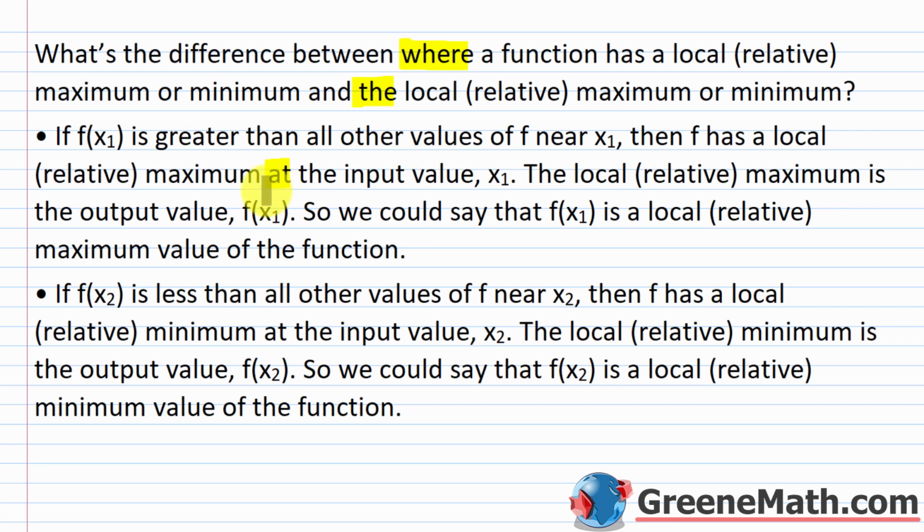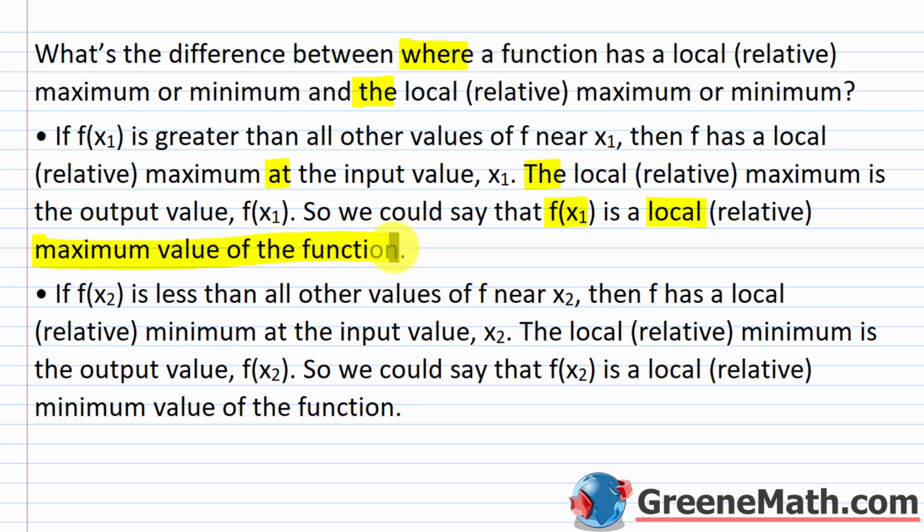Now, sometimes the teacher will say specifically that they want the point. Then you give the x comma y. Then we have the local, or again, you could say relative, maximum. We're talking about the output value, so the f of x sub 1, that y value there. So we could say that f of x sub 1 is a local, or relative, maximum value of the function. So just keep that in mind.